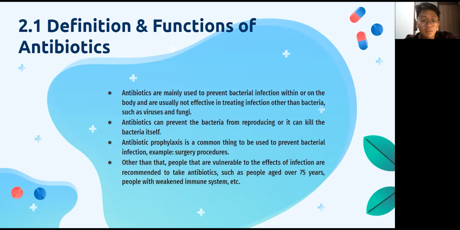However, antibiotic prophylaxis is still commonly used to prevent bacterial infections, such as several surgery procedures that need antibiotic prophylaxis in order to avoid the risk of infections. Other than that, people that are vulnerable to the effects of infection are recommended to take antibiotics, such as people aged over 75 years old or people with weakened immune systems.